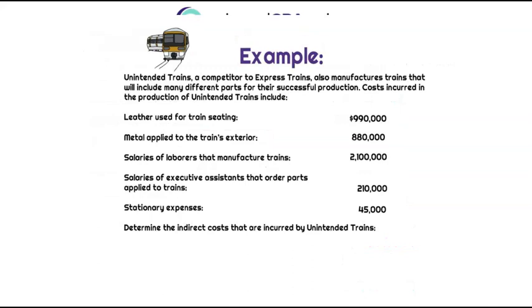Okay, so now taking a look at our next example, Unintended Trains. A competitor to Express Trains also manufactures trains that will include many different parts for their successful production. Costs incurred in the production of Unintended Trains will include the following: leather for train seating, $990,000, metal applied to the train's exterior, $880K, salaries to the laborers that manufacture the train, $2.1 million, salaries of those executive assistants, $210,000, and stationary expenses, $45,000.